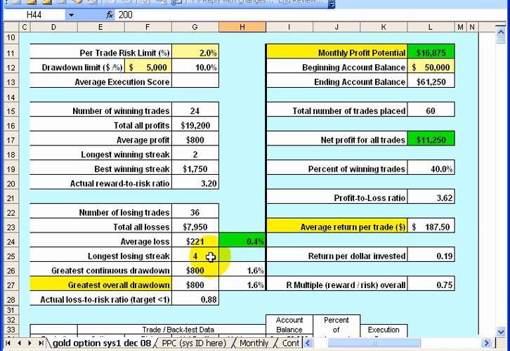The longest losing streak, and that's losers in a row, a streak, and how much you lost during that losing streak. And again, in terms of percent of account. The greatest overall drawdown, extremely important to know when you're looking at your system or any other.